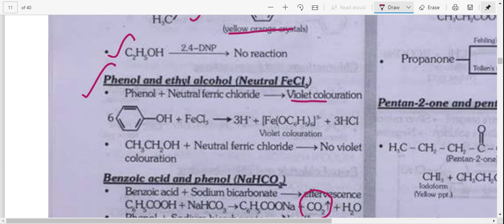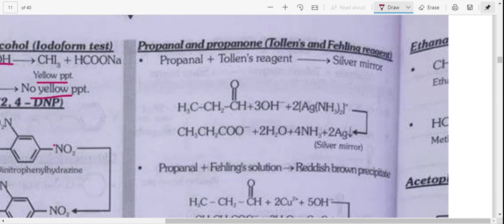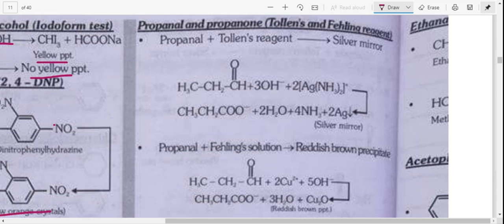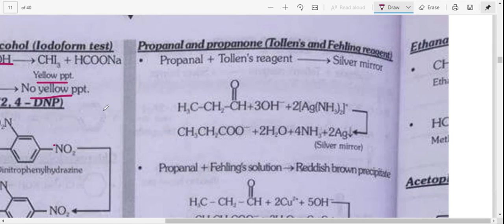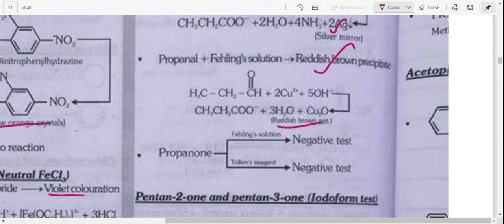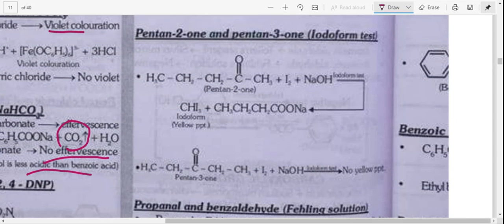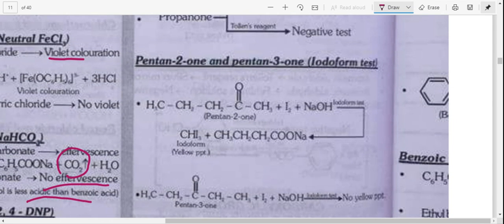Next is propanal and propanone by Tollens and Fehling's reagent. We have already seen for aldehyde, both will be positive tests. For Tollens reagent, silver mirror will be formed, that is Ag, and for Fehling's solution, a reddish brown precipitate will also be formed. But for propanone, it is a ketone, so both will be negative.